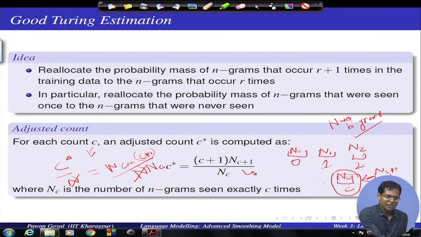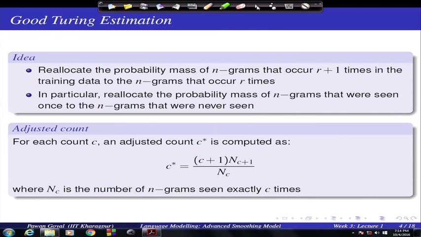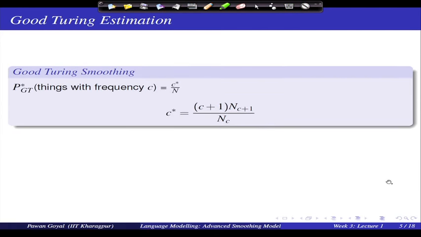Okay. So N_c in general is the number of n-grams that are seen exactly c times in the corpus. So by using this definition, I can find out the effective count for any word that has occurred any c number of times in the corpus. So that's what we have seen. This is the probability for the things that are seen c times: c star by n. Yes, c star is nothing but my effective n-gram count.